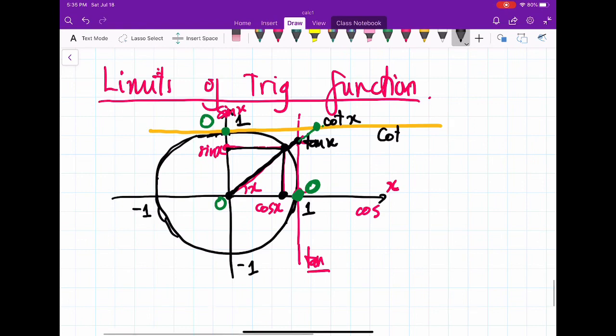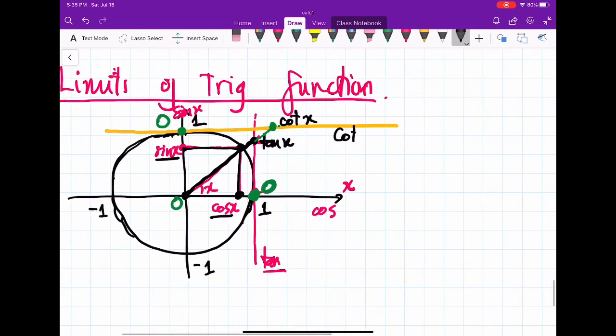Okay, so I hope that you understand the picture right here. So each time when you have an x, you can find cosine of x, you can find sine of x, you can find tangent of x, you can find cotangent of x. That is my unit circle.